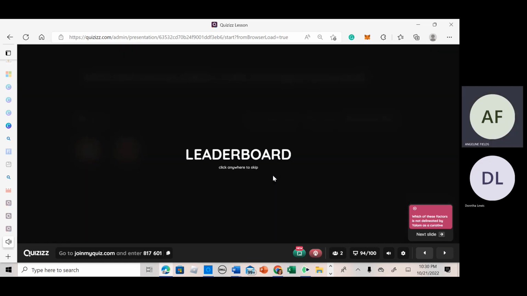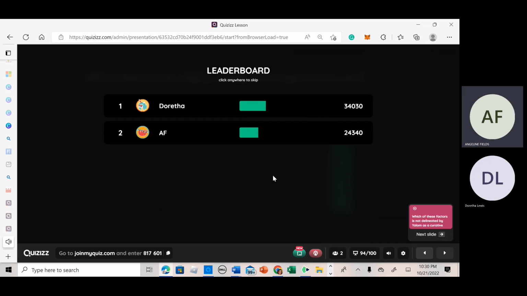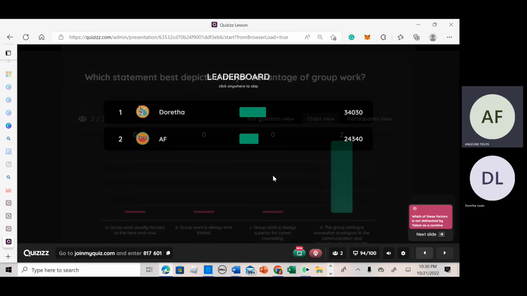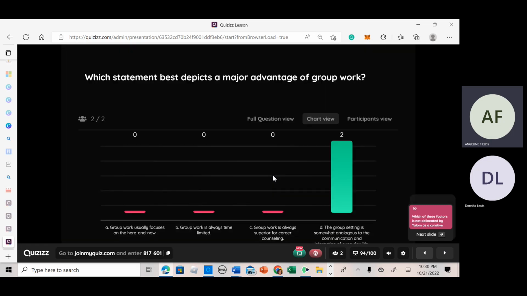So, what statement best, I cannot say that. A major advantage of group work. The group work setting is sometimes analogous to, where is it, I gotta go because I can't see it on my screen. Oh, okay. To the communication and interaction of everyday life.